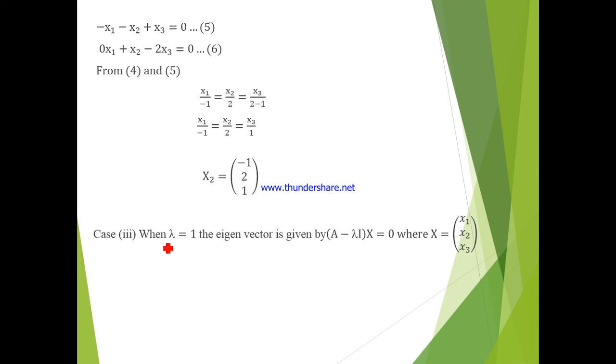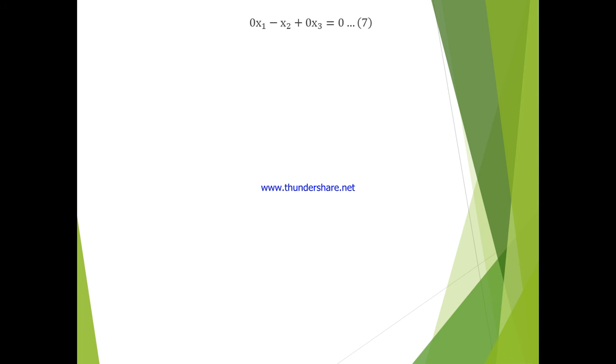In the same way we find the eigenvector for the lambda value 1. Here we subtract 1 in the diagonal elements. So this is the given matrix A minus lambda I. We get 3 equations: 0 x1 minus x2 plus 0 x3 equal to 0, minus x1 plus x2 plus x3 equal to 0, 0 x1 plus x2 plus 0 x3 equal to 0.